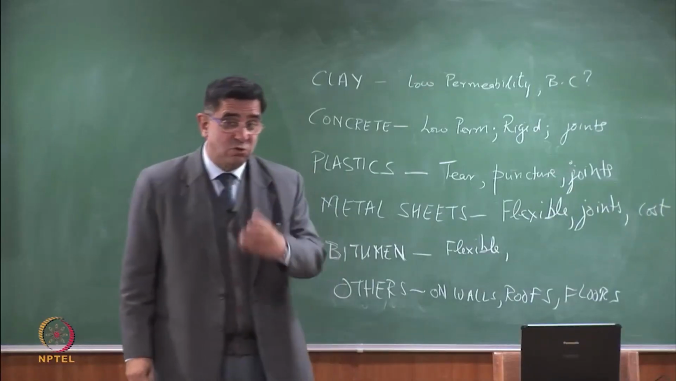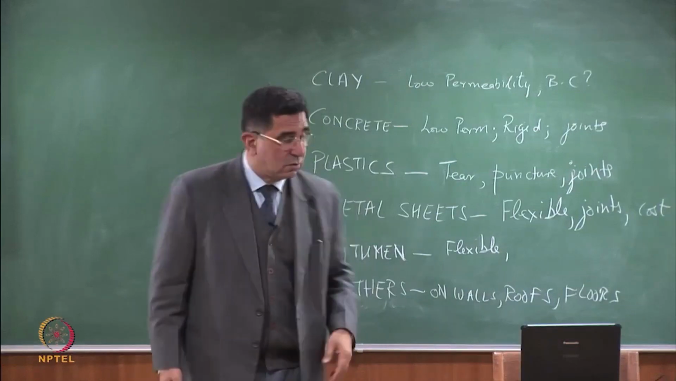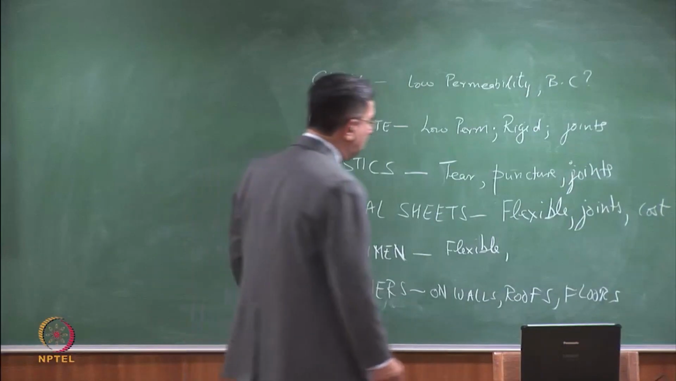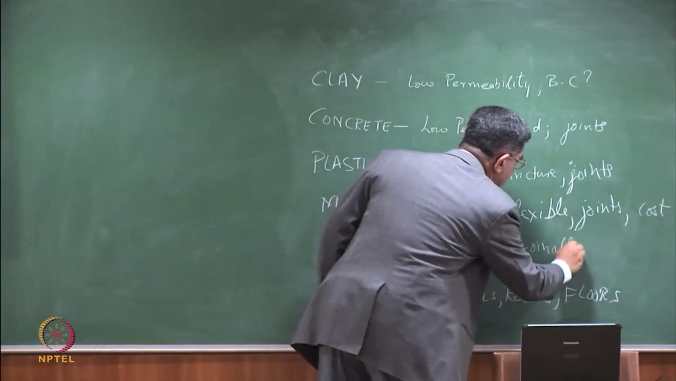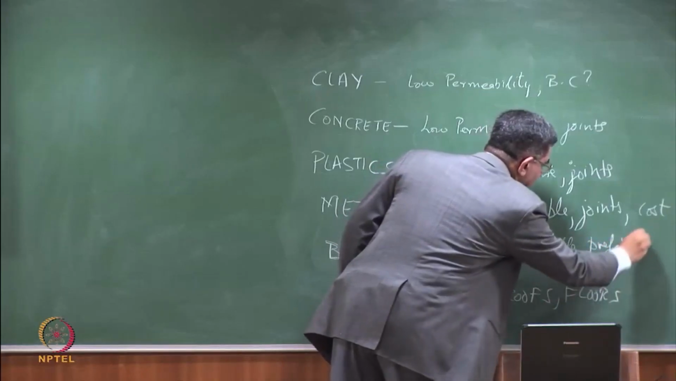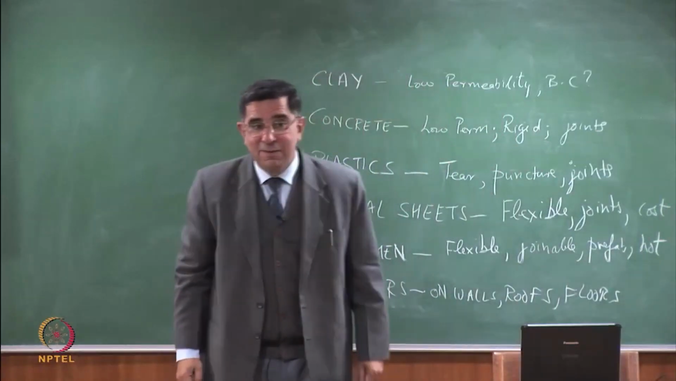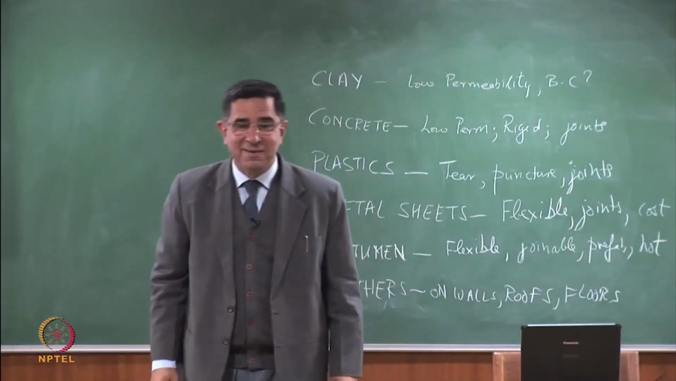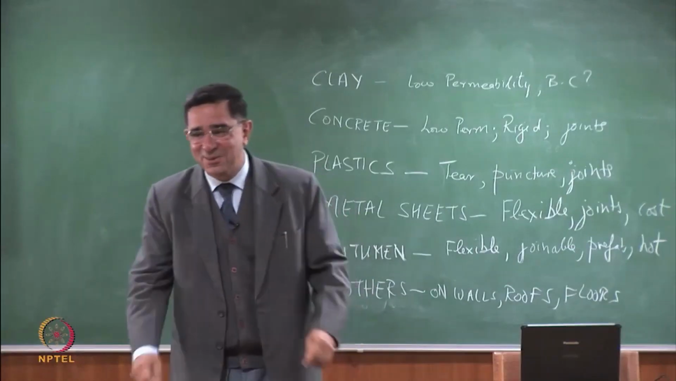And bitumen is easy to join. You can heat and join, heat and join. So bitumen is flexible, joinable. It is also prefab, but it is hot, and not hot as in hot and happening, hot as in hot and burning.